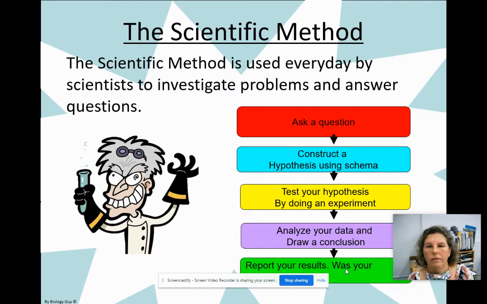So there are usually five main steps of the scientific method. First, you have a question. Then you construct a hypothesis using schema. Then you test your hypothesis by doing an experiment. You analyze your results and draw your conclusions, and then you report your results. So if you haven't figured it out yet, you're doing a science fair project and you have to go through all these steps of the scientific method.